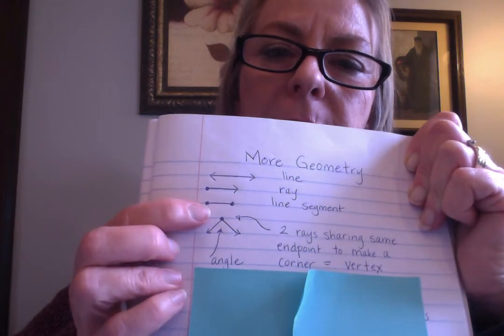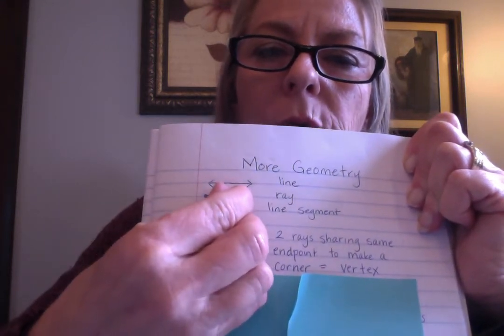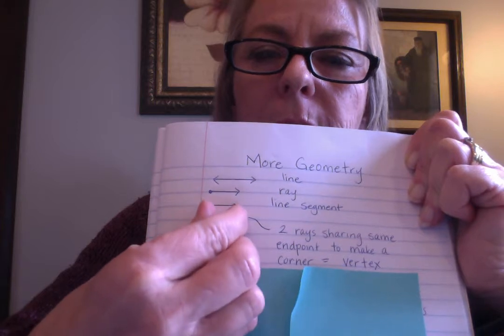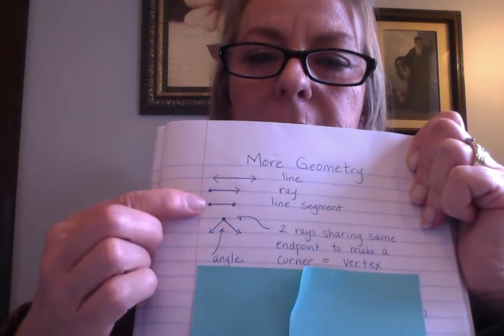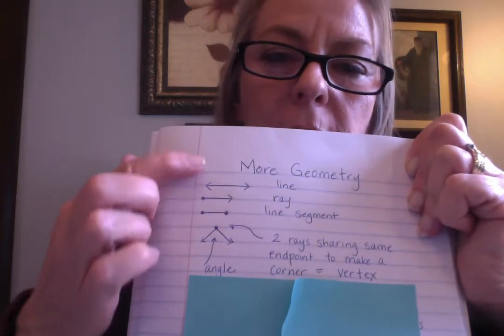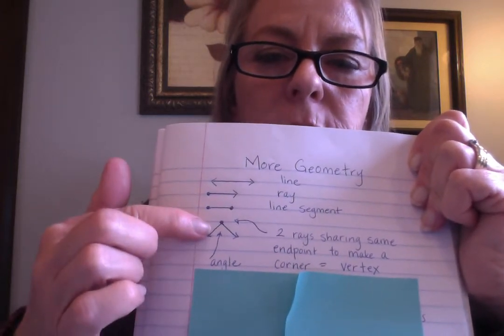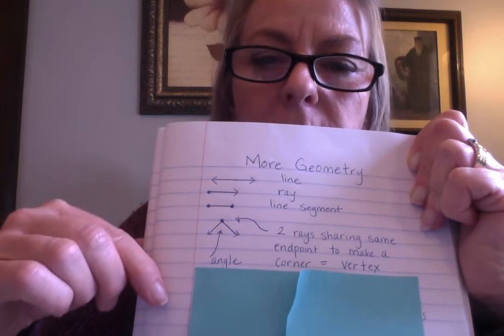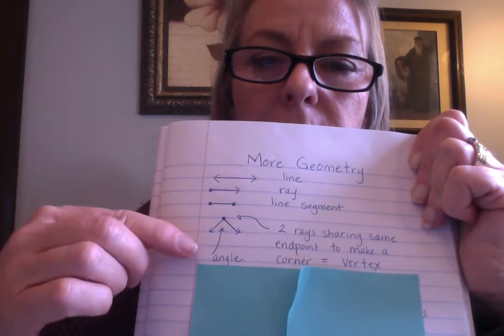So a line segment is like we took a portion of a line and put endpoints on it, okay? So a line segment has two endpoints. That's a line segment. So you should have these all in your journal already. If not, pause and you can get that going again, okay?